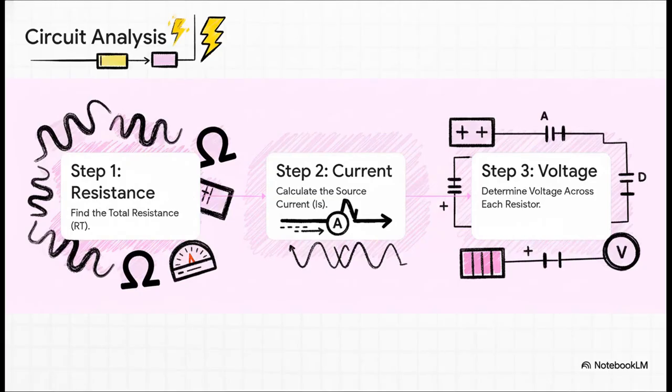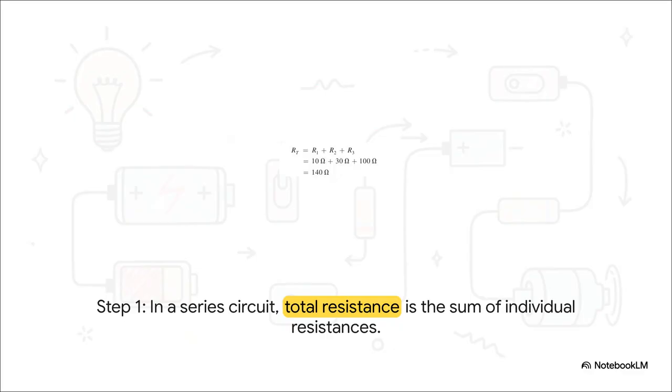And we're going to tackle this in 3 simple steps. First, we'll find the total resistance in the circuit. Step 2, we'll calculate how much current is actually flowing through the whole thing. And for step 3, we'll figure out how that 8.4 volts from the battery gets split up between each of those resistors.